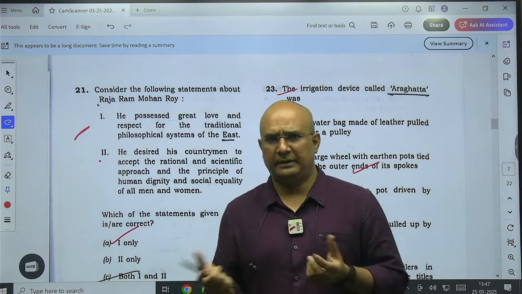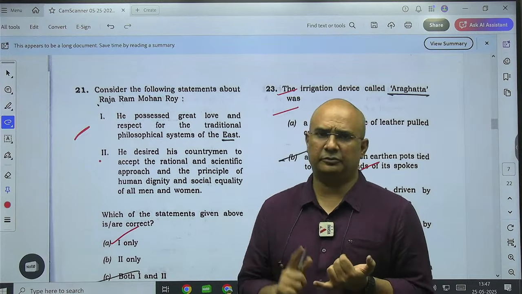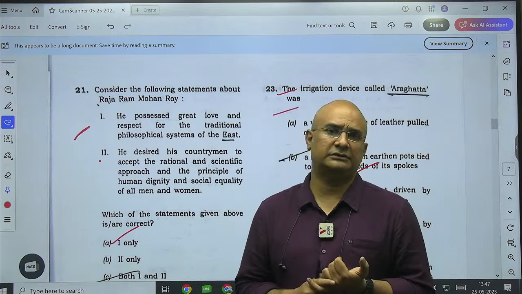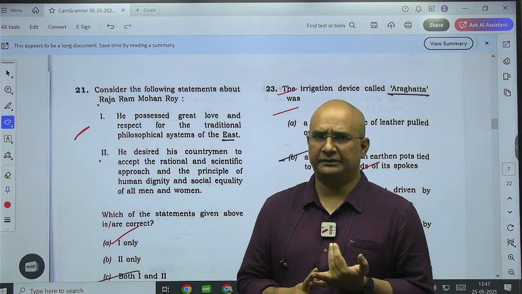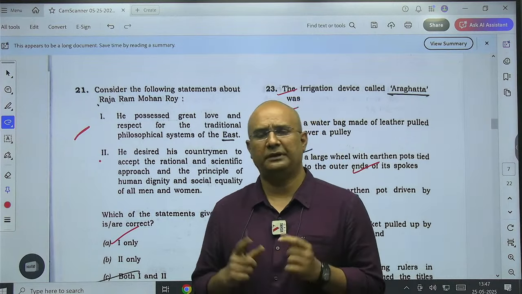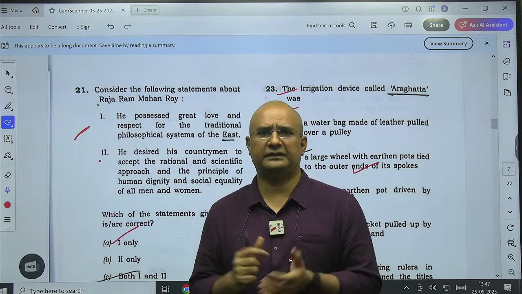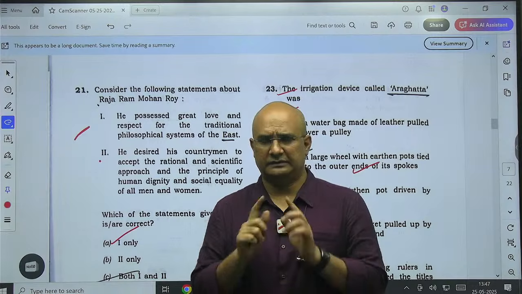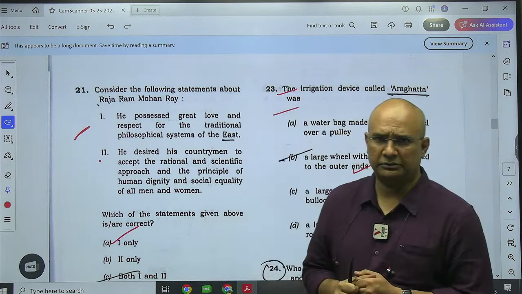As usual, the same pattern has continued. Maximum questions have come from modern, nearly 7 questions. That is, out of 15 questions, nearly 50% of the questions have come from modern India. A decent number, 5 questions, have come from ancient, 2 from medieval and 1 from art and culture. So on the whole, I'll say a very decent question paper with respect to my section, that is history.